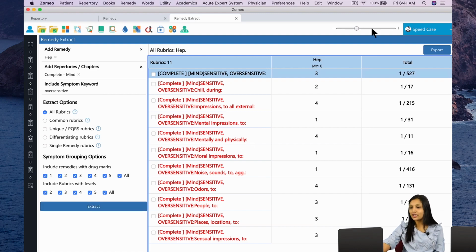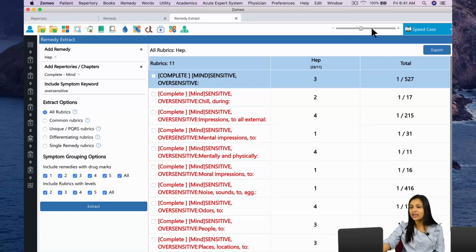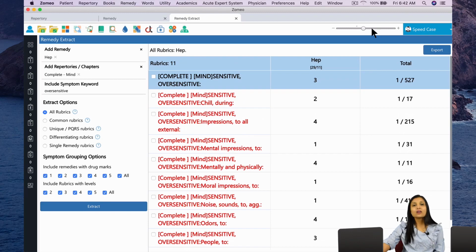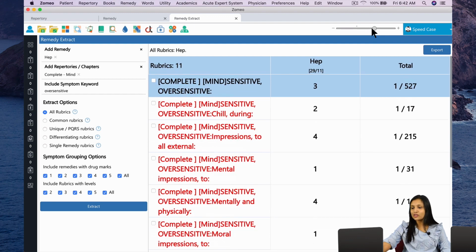And now on the right hand side you can see that there are 11 rubrics mentioned with Hepar Sulph included in them with the word oversensitive. So the first is the general rubric of sensitive oversensitive. Now have a look at the sub rubrics. If you will carefully read each sub rubric, you will see that this one word runs through the remedy Hepar Sulph at each and every level of its mind and body.